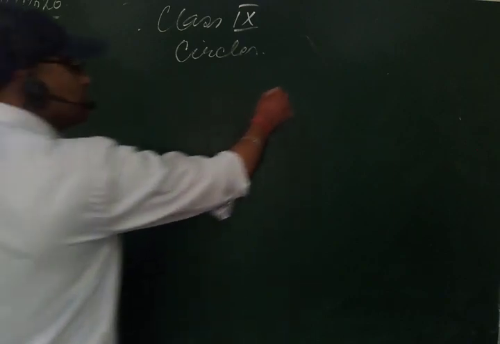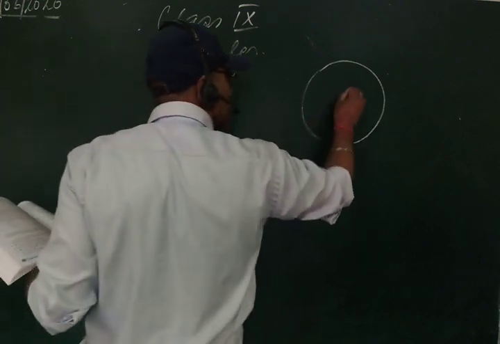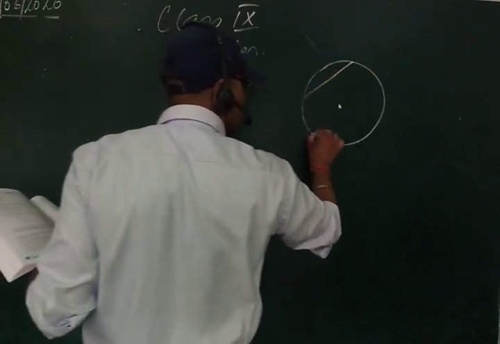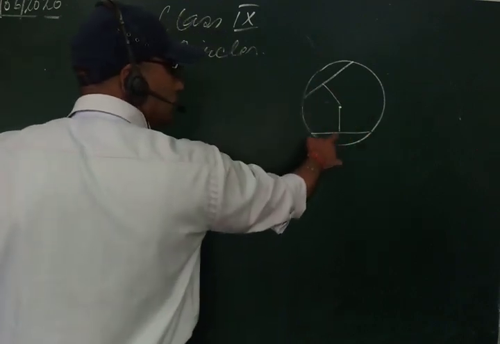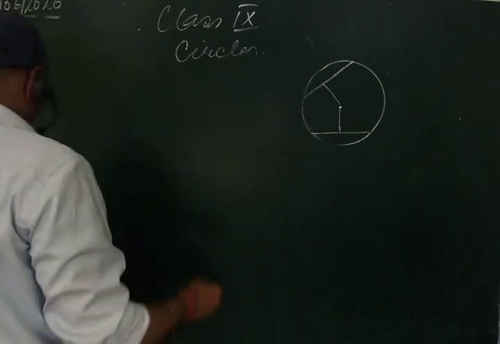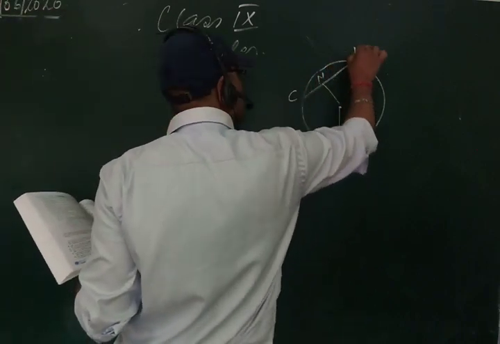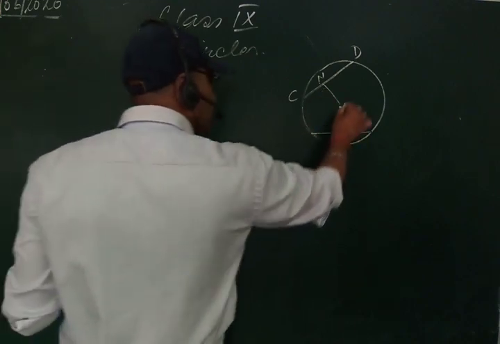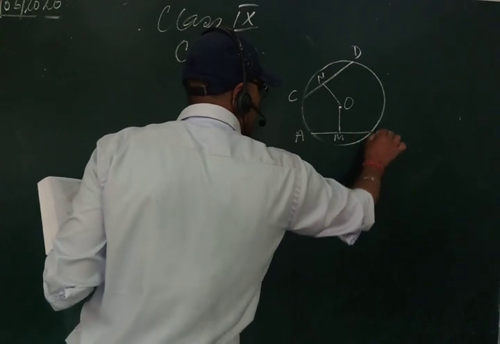Okay, the diagram has been given like this. Here, as I told you, there are two chords given. These are the two chords given, and the lines joining them are given. So this is given as C, N, D. This is O, center of the circle, A, M, B.